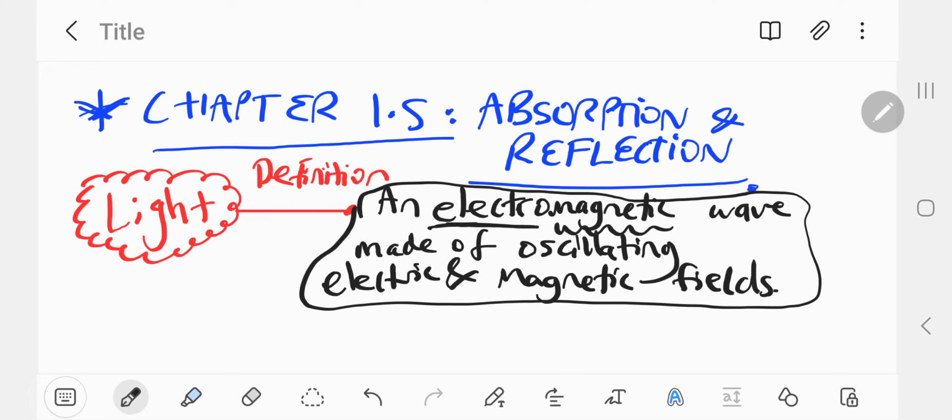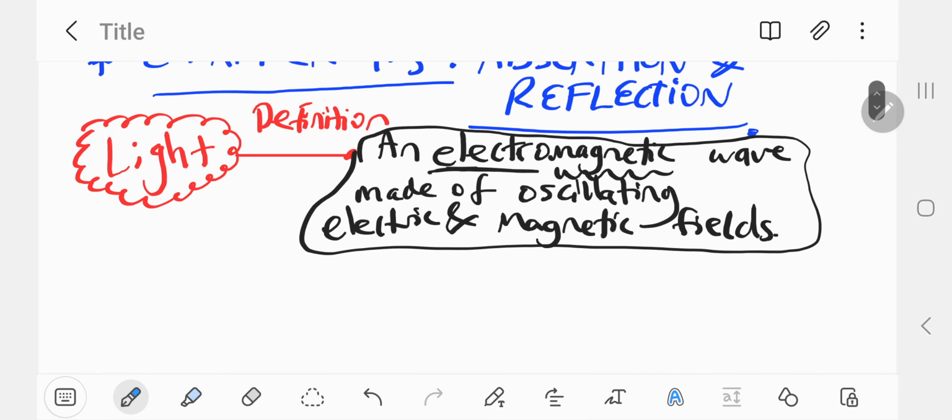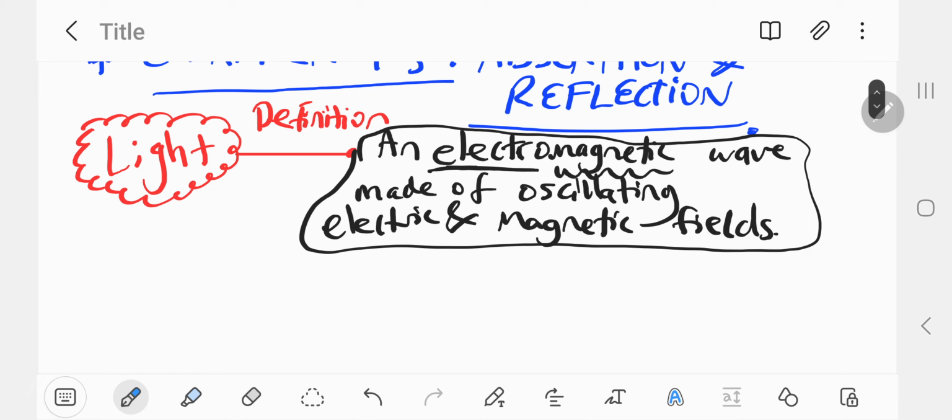You don't need to know what it looks like for the Year 9 syllabus, but I'll show you what it looks like anyway, just for you to have a good idea as to what it looks like. This is the picture that I want you to have for light. So light isn't just this yellowish haze that you see from displays or from the sun. It looks like this.